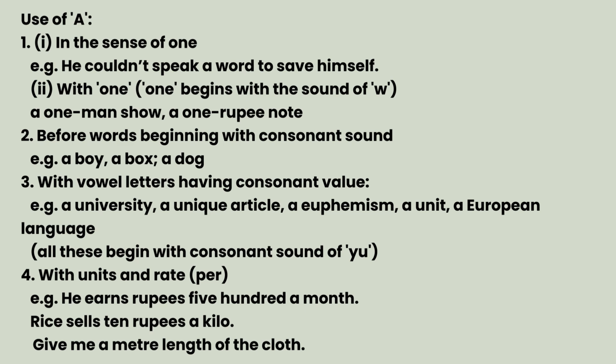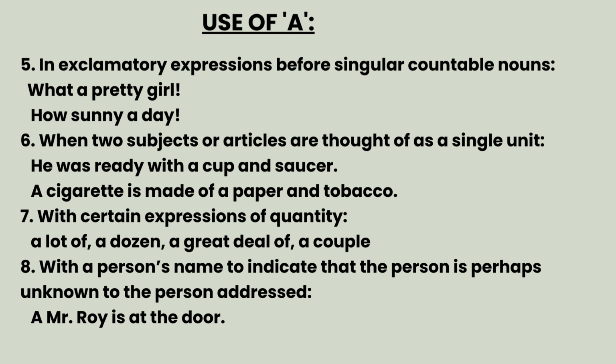Three, with vowel letters having consonant value. E.g., a university, a unique article, a euphemism, a unit, a European language. All these begin with the consonant sound of "yu". Four, with units and rate, per. E.g., he earns rupees 500 a month. Rice sells at 10 rupees a kilo. Give me a meter length of the cloth.